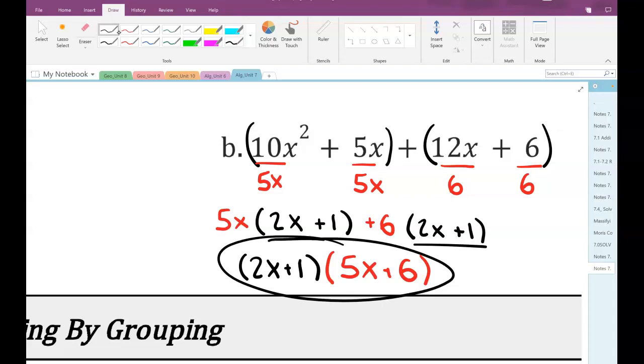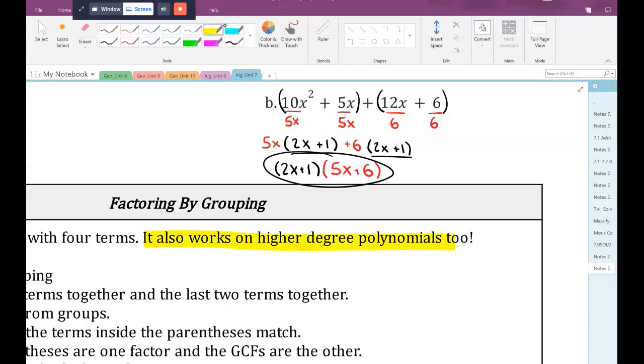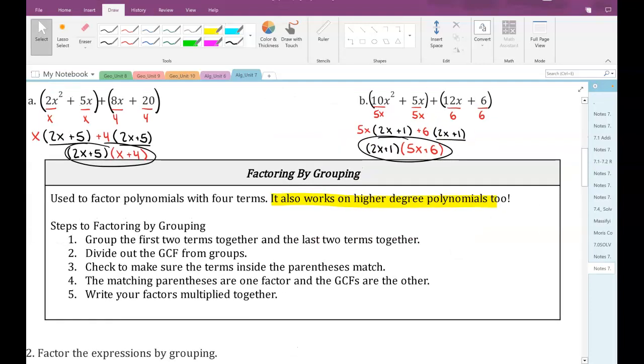So in terms of steps today, there's no new steps. The only thing that we're working on is higher degree polynomials. So all the steps inside this box are the same as what we had on Friday. And the same steps I did up here in the example: we started by grouping our terms together. We divided out our greatest common factor. We check to make sure the terms match. And then we write our factors multiplied together as our product.